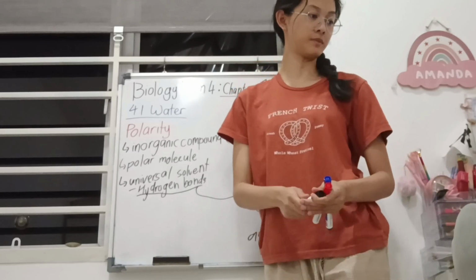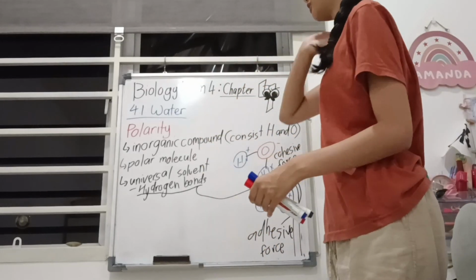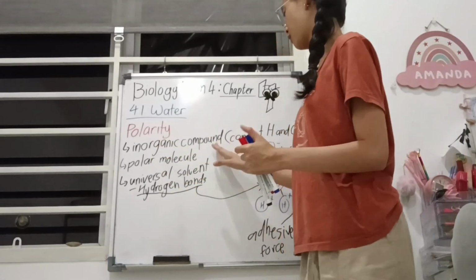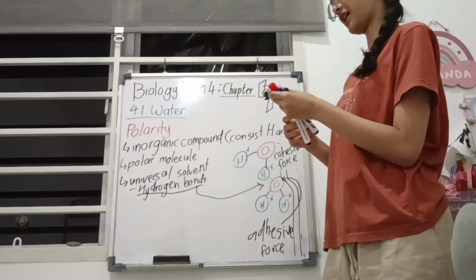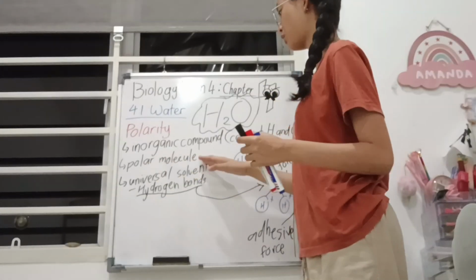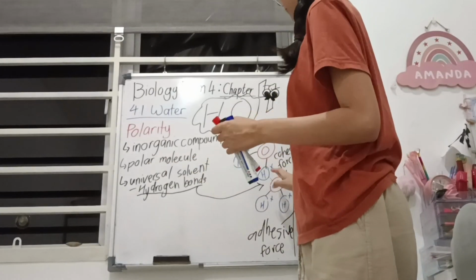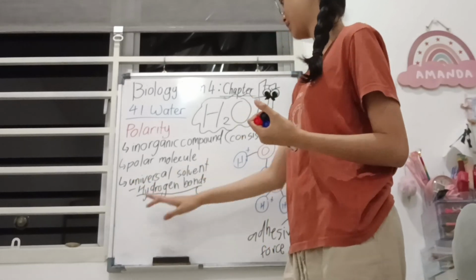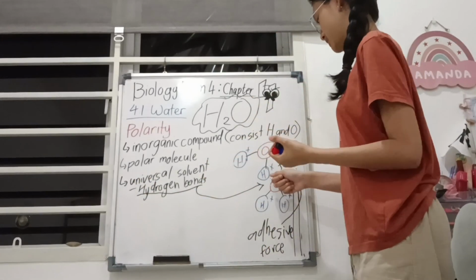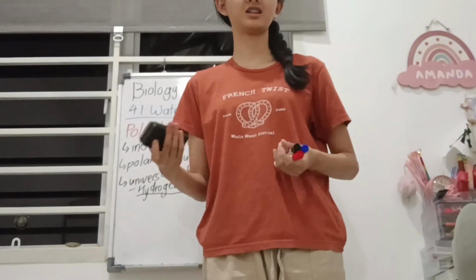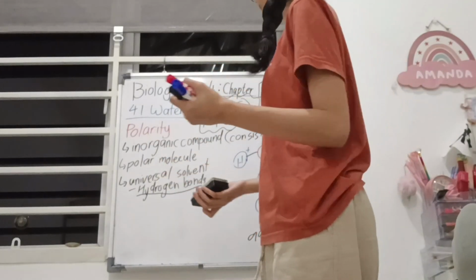So now we know about these. We already know the polarity of water. It's an inorganic compound. It consists of hydrogen and oxygen. It's a polar molecule. And lastly, water is a universal solvent because of its hydrogen bonds, and it can dissolve anything unless it's hydrophobic.